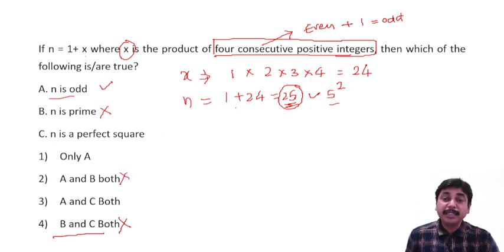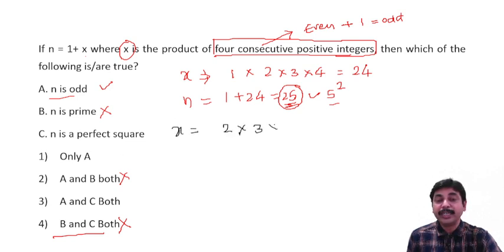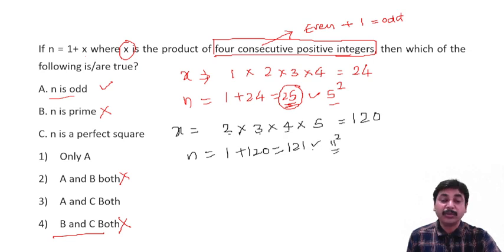Now whether we are getting a perfect square every time or not, that we have to check. Suppose in the second case, I take the x value as 2 into 3 into 4 into 5. Now these are also four consecutive positive integers. So what is the product you will get here? 2 3s are 6, 6 4s are 24, 24 5s are 120. So n value will be 1 plus 120. So again this is odd and this is again a square. This is the square of 11.